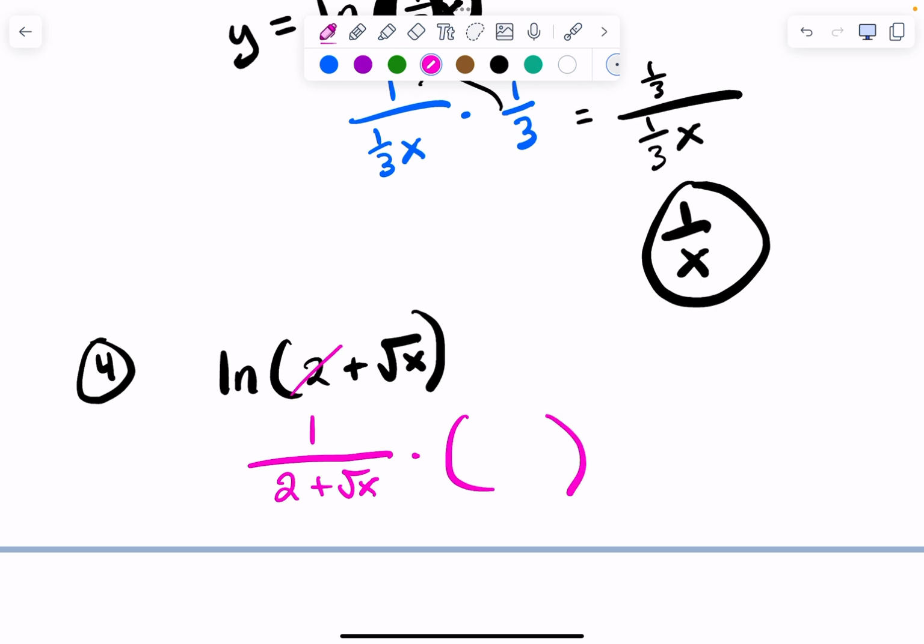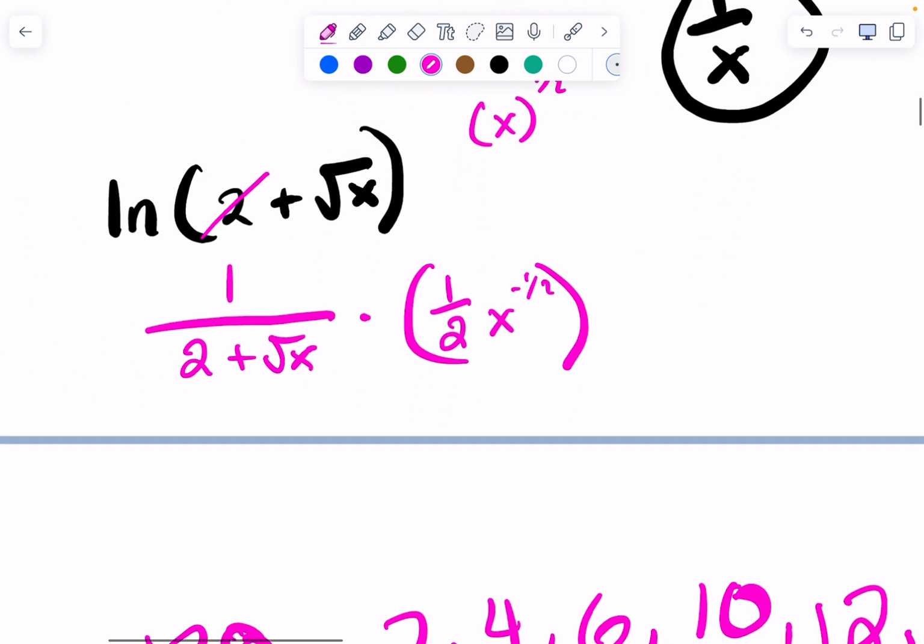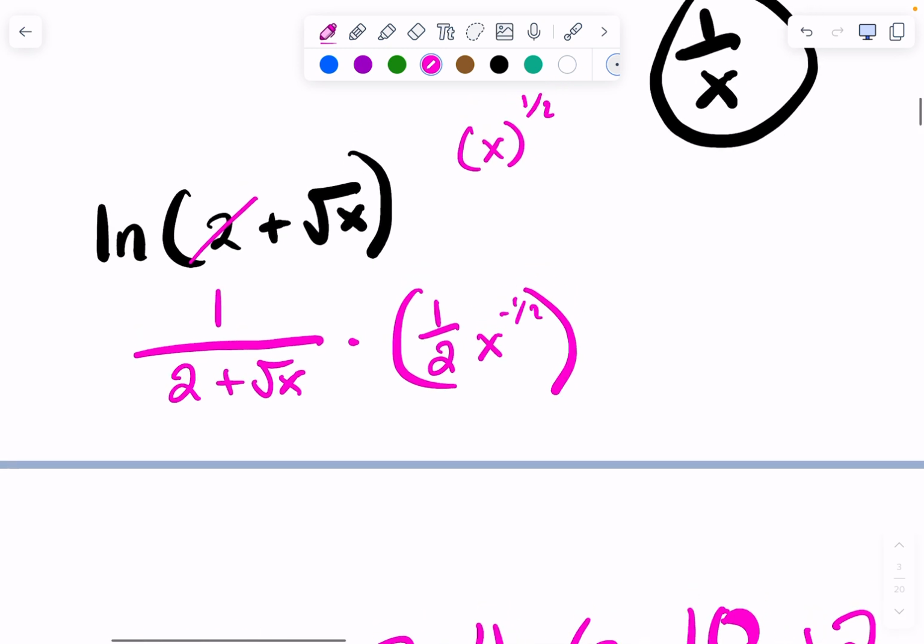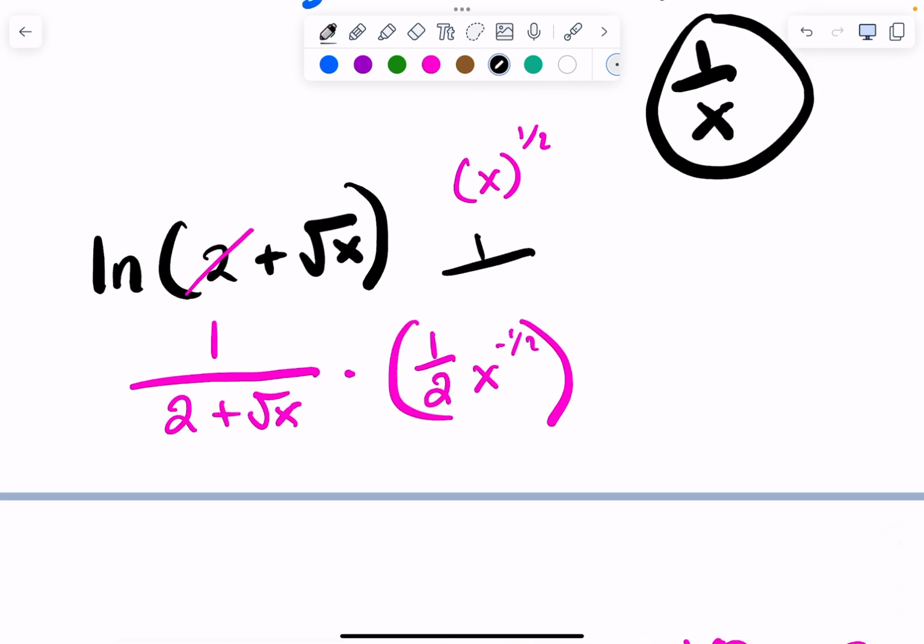Derivative of 2 is gone, right? Square root of x is x to the 1/2 power. What's the derivative of x to the 1/2 power? 1/2 x to the negative 1/2. This guy is 1 over 2 square roots of x, if we put him back down to the bottom.